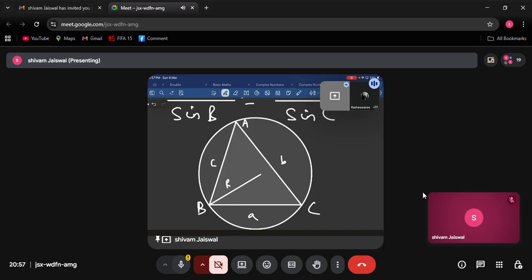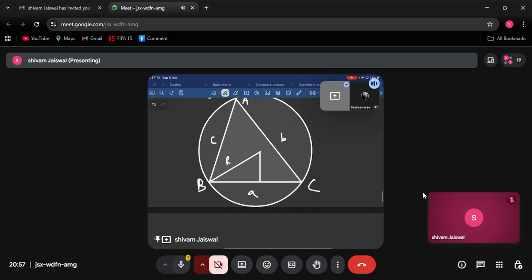From here, if I drop a perpendicular, can you understand that it will divide it into two equal parts? Right. This part is a by 2. Right, tell me, those who are online.